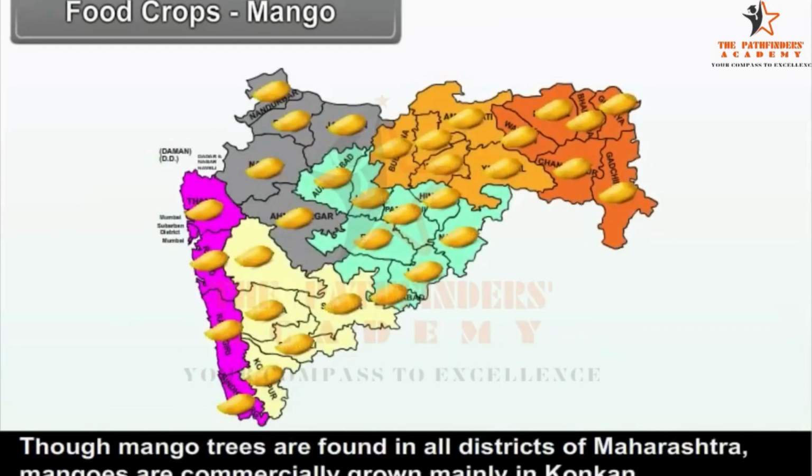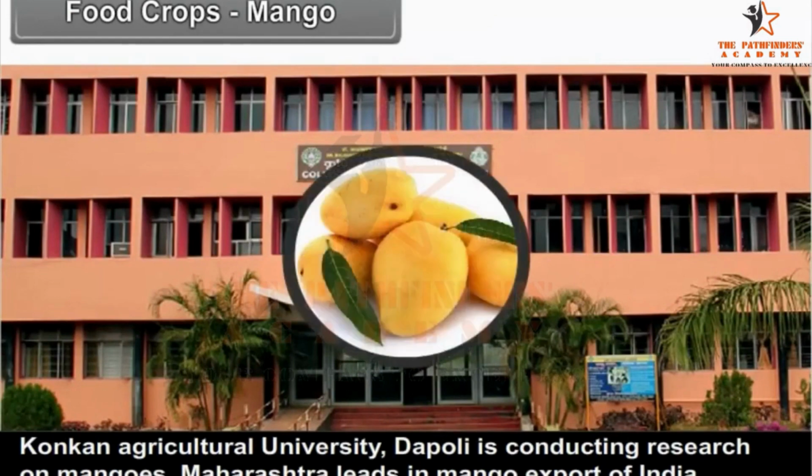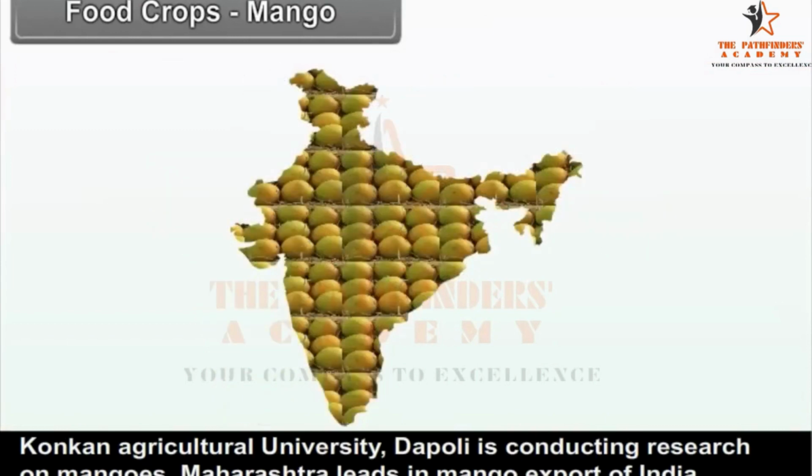Though mango trees are found in all districts of Maharashtra, mangoes are commercially grown mainly in Konkan. Konkan Agricultural University, Dapoli, is conducting research on mangoes. Maharashtra leads in mango export of India.